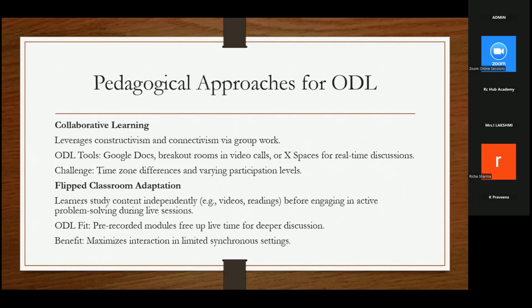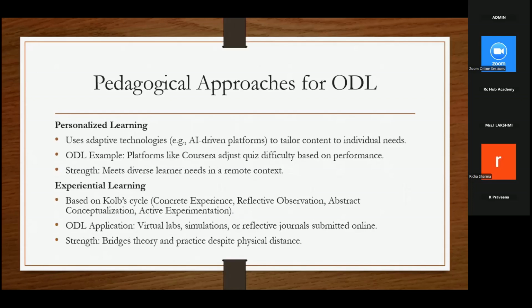So this is what we are saying, that it is flipped learning, right? This is about flipped classroom adaptations. And the next one is personalized learning, where with the help of AI, I am able to learn. Nowadays, AI is very familiar, and I can make it learn. That is called personalized learning.